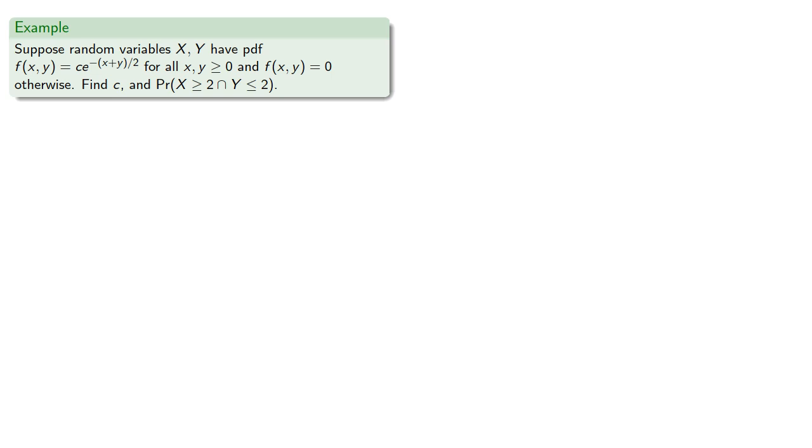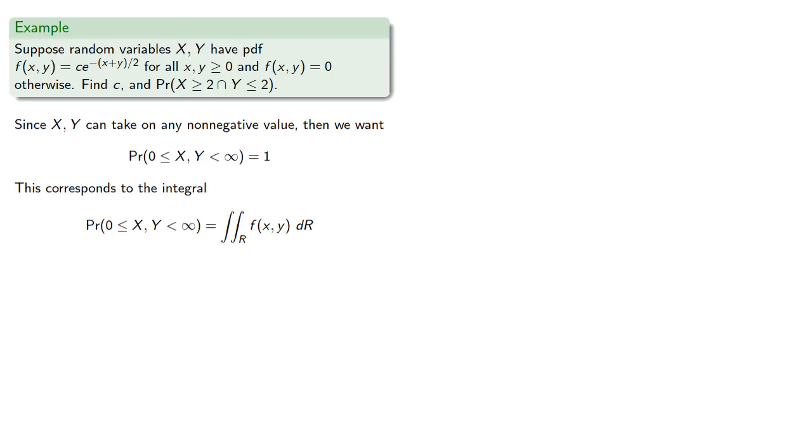For example, suppose we have random variables x and y with PDF f of xy equals c times some function for all x and y greater than or equal to 0, and f of xy equals 0 otherwise. Let's figure out what that constant is and find a probability. Since x and y can take on any non-negative value, the probability that x and y are somewhere between 0 and infinity has to be 1. This corresponds to the integral, where our region is the first quadrant.